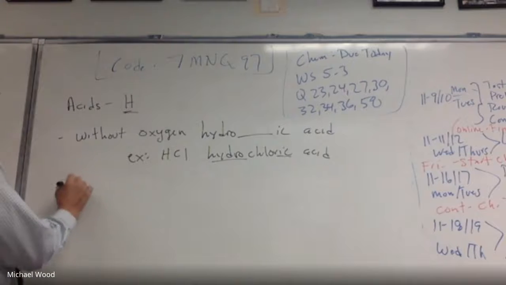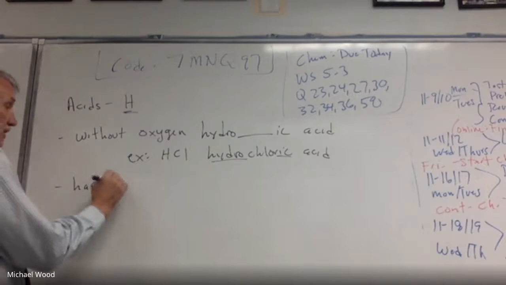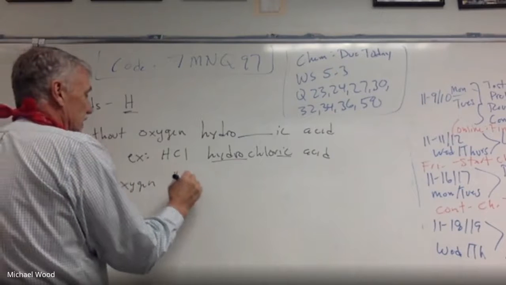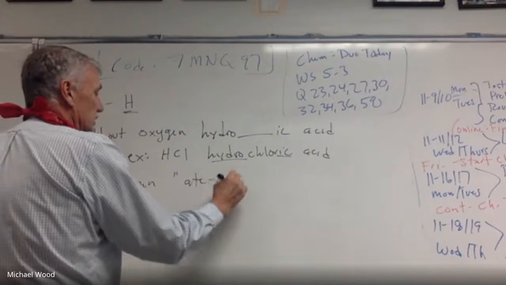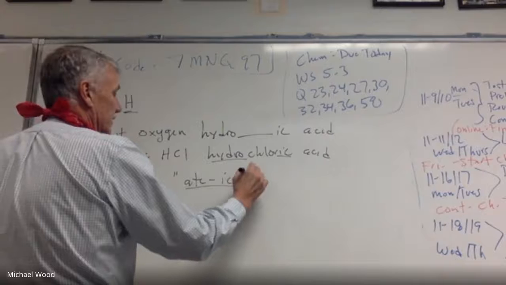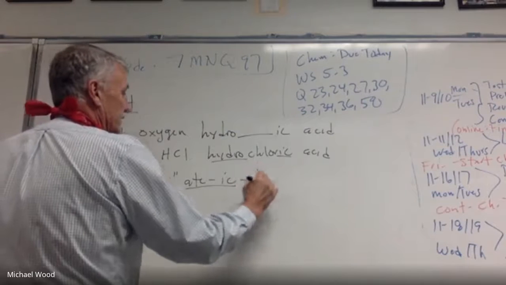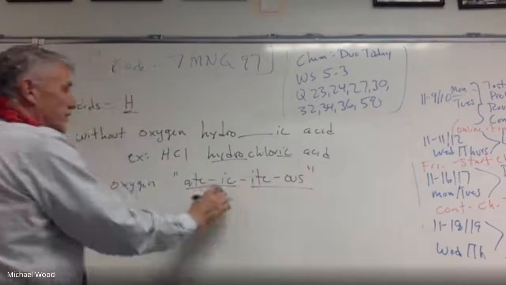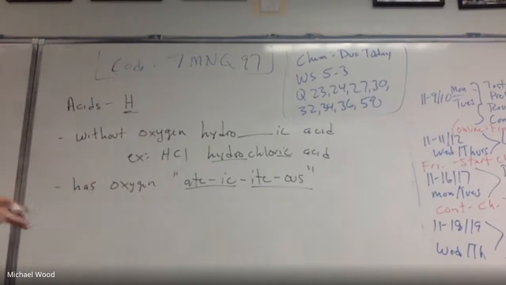When the acid has oxygen, then what you do is this saying, kind of a silly saying, I call it the chemistry disease: atic itis. What that always reminds me is that if the ending of the anion, the second ion, ends in ATE, I drop ATE and I add IC. But if the anion ends in ITE, I drop ITE and I add OUS.